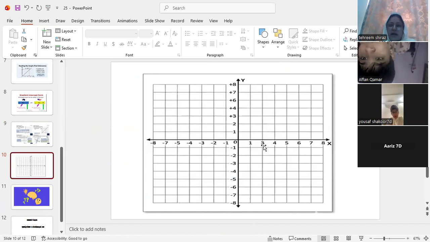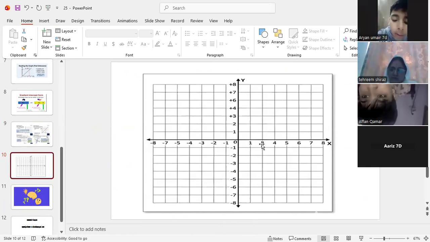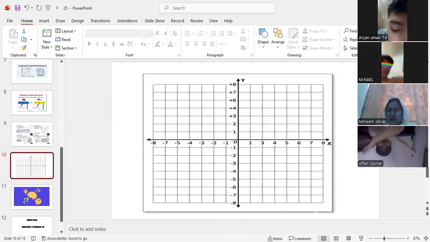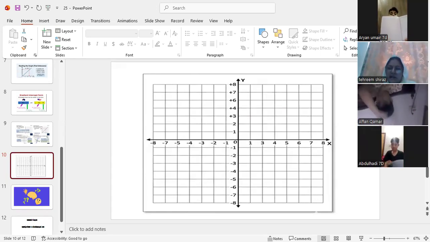Does any one of you have the graph paper right now? Please show me. Yes, Aryan Umer. Ma'am, I have it. Okay, show me. Open up the graph paper. Can everyone see that? Okay, nice.